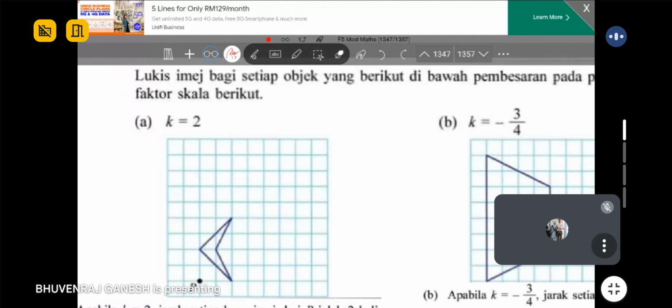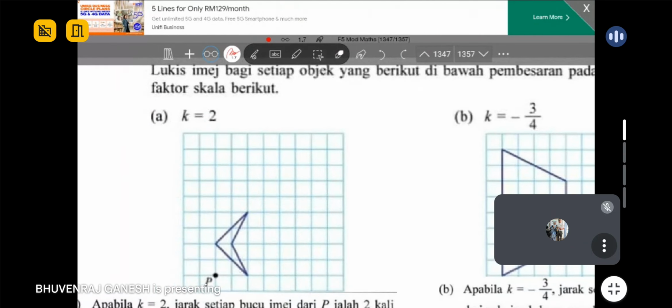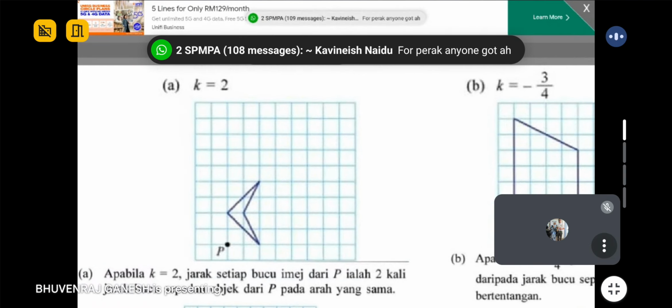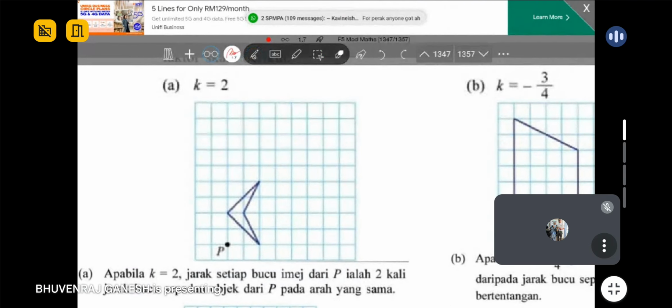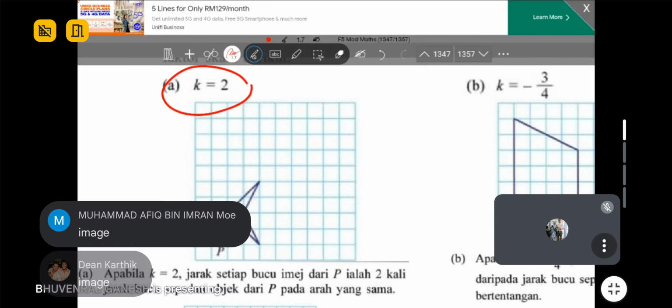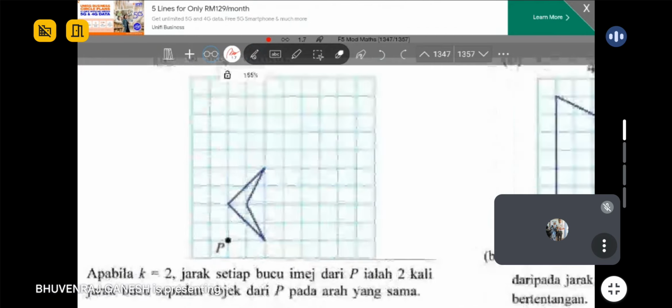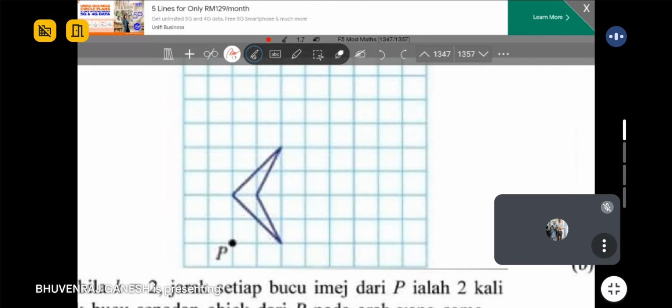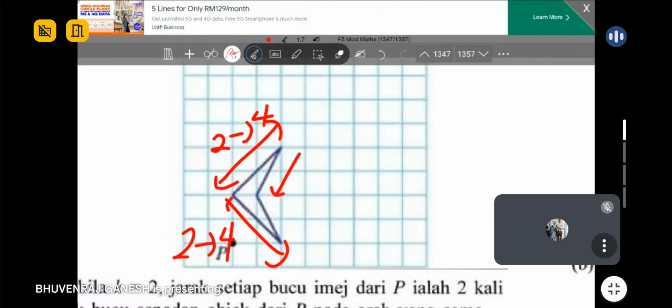Okay, so this one, scale factor 2, they ask you to draw the image. If you have scale factor 2, image or object, which one is bigger? Mana lebih besar? Kalau faktor skala 2. Yes, image lebih besar. So that means kamu kena ganda 2 times every side by 2. So this one is 2, so image you will get 4. This one is 2, so image 4. Everything is actually 2. Semua adalah 2. So you just times 2. So your image is 4.